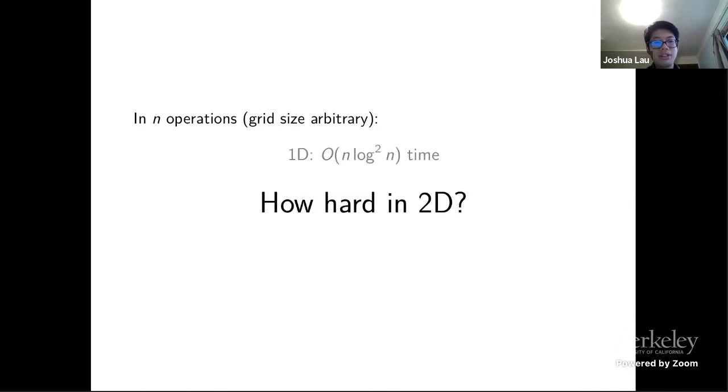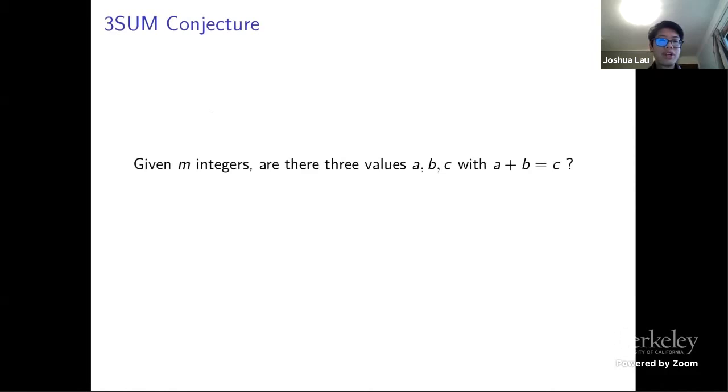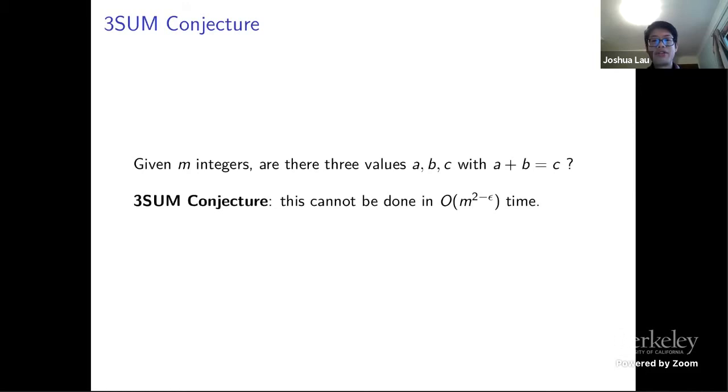To answer this question, and to also consider why we're interested in problems of this kind, I'll give a reduction from 3SUM. I'll show how the data structure I introduced at the start of the talk can be used to solve 3SUM efficiently if an efficient algorithm for this data structure exists. The 3SUM problem, which you might be familiar with, gives as input m integers and asks: are there three values a, b, and c within this set such that the sum of a and b is equal to c? The 3SUM conjecture posits that this can't be done in truly subquadratic time. That is, for m integers, there's no O(m^(2-ε)) time solution for any positive ε.